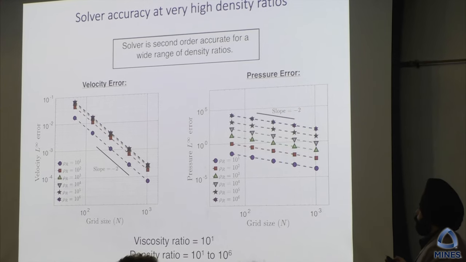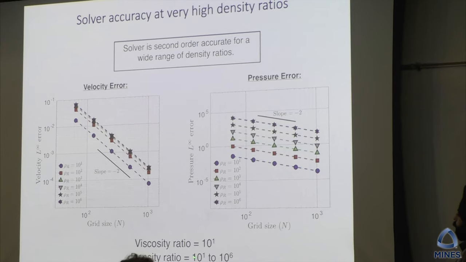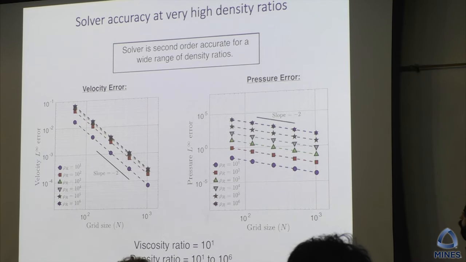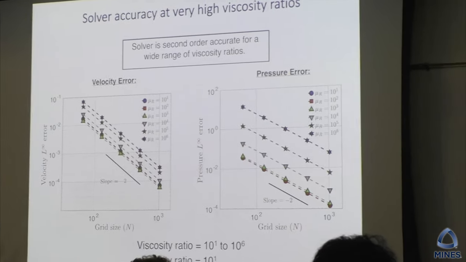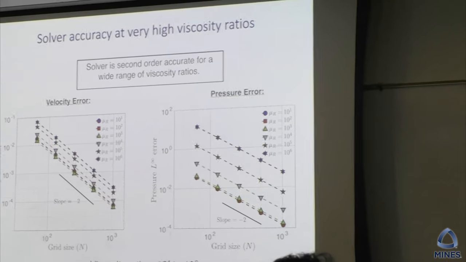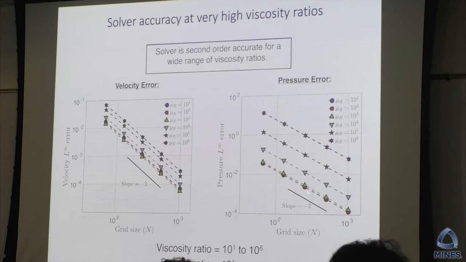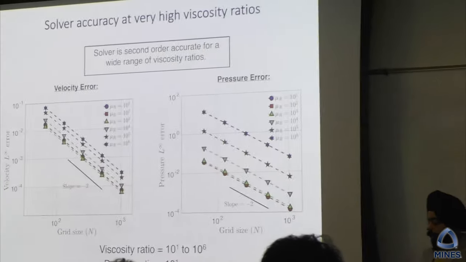So we do two experiments. One is that we keep the viscosity ratio to be 10, but vary the density ratio of the bubble from 10 to a million. And you see that in all of these cases, we get second order accuracy in L infinity norm, both in velocity and pressure. In the second set of experiments, we keep the density ratio as 10, but vary the viscosity ratio from 10 to a million. But still, we get second order accuracy in velocity and pressure, in L infinity norm.